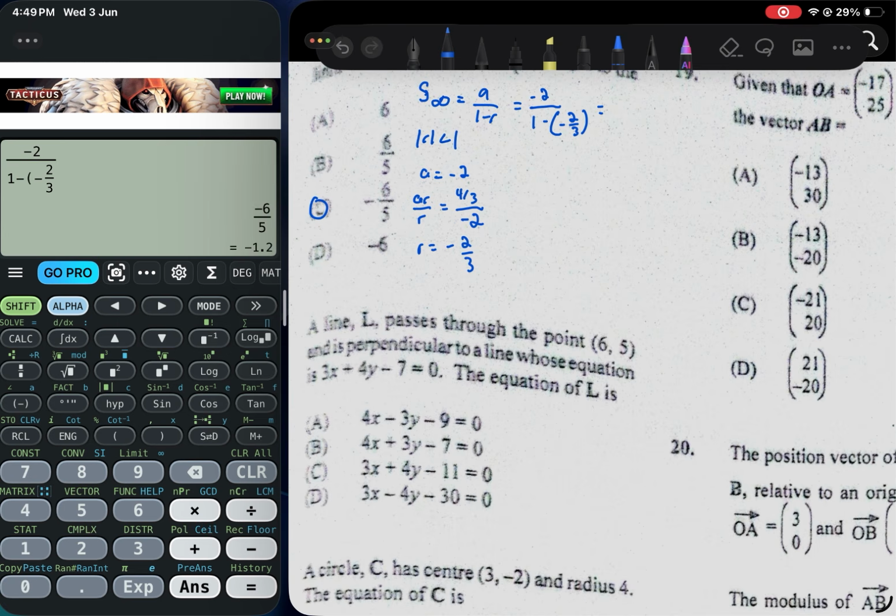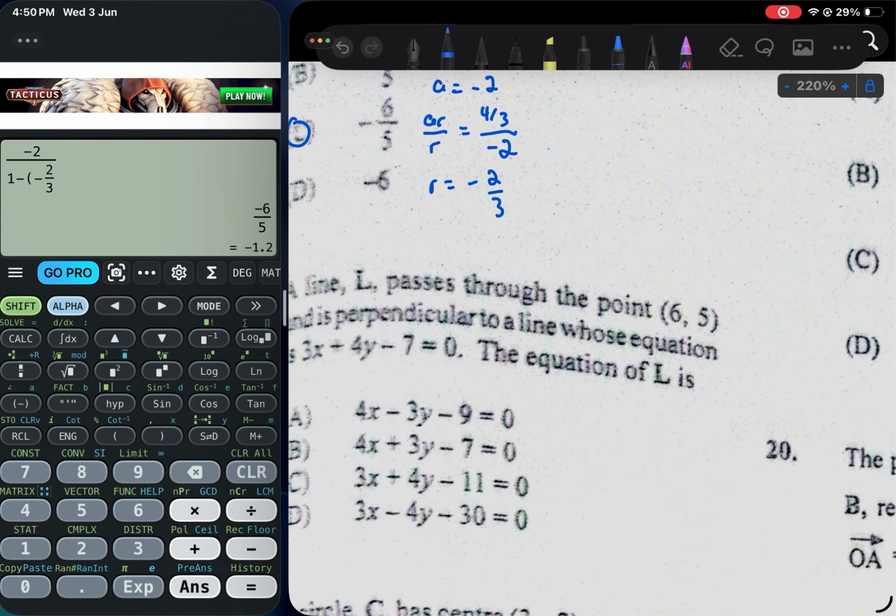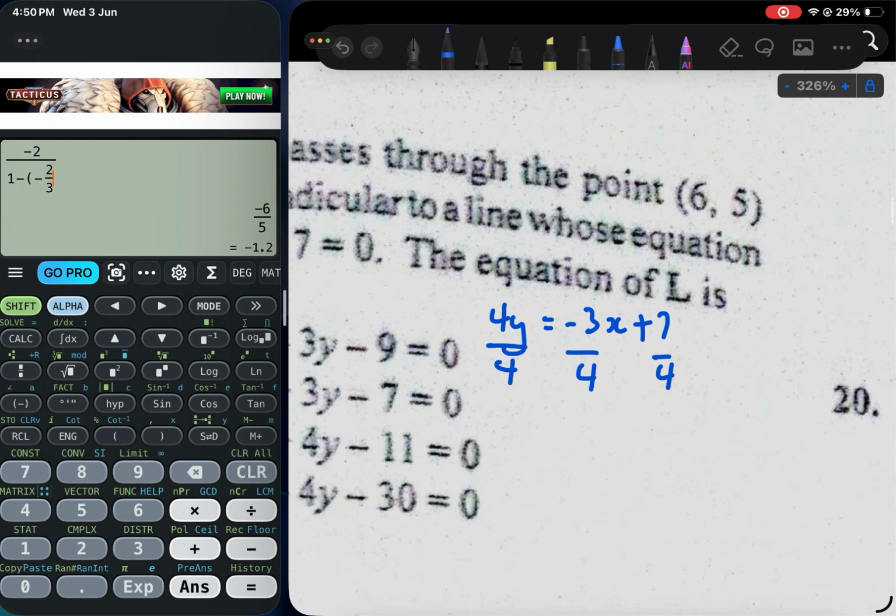A line L1 passes through the point (6, 5) and is perpendicular to a line whose equation is 3x plus 4y minus 7 equals 0. The equation of L1 is. So we're going to have to use the line that it is perpendicular to and make y the subject. So 4y is equal to -3x plus 7, divided throughout by 4. We know that our gradient of this line would be -3 over 4.